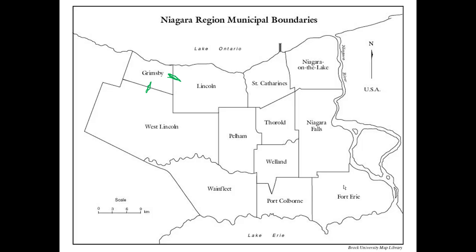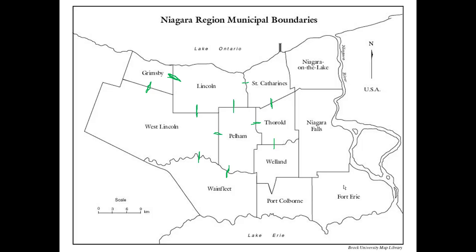West Lincoln and Grimsby are connected. West Lincoln and Lincoln are connected. West Lincoln and Pelham are connected. West Lincoln and Wainfleet, they are connected. Pelham and Wainfleet are connected because they border each other, right? Lincoln and Pelham are connected. St. Catharines and Lincoln are connected. St. Catharines and Thorold are connected. Welland and Thorold are connected. Pelham and Thorold are connected.